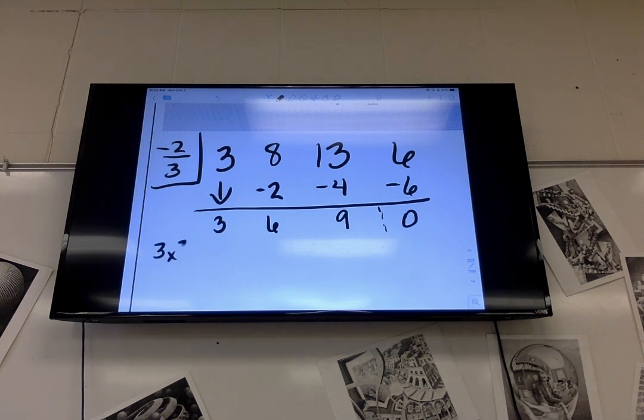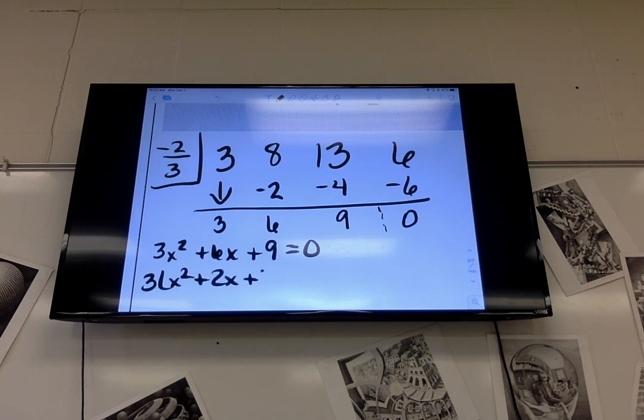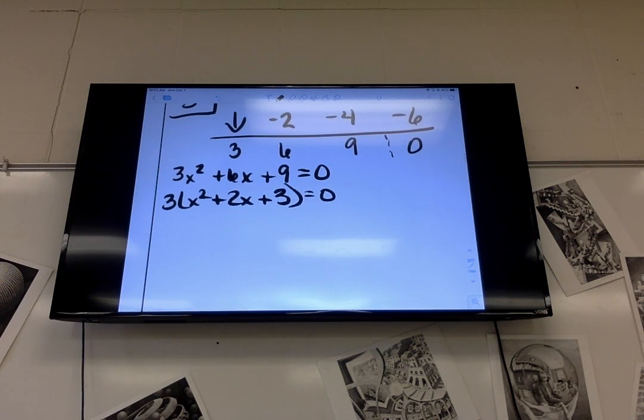So 3x squared plus 6x plus 9 equals 0. I can factor out a 3. And I factor that. 2 numbers to multiply to give me 3, but to add to give me 2. 1 and 2. Which one's positive, which one's negative? Or not 1 and 2.